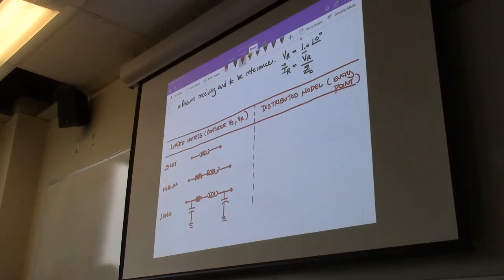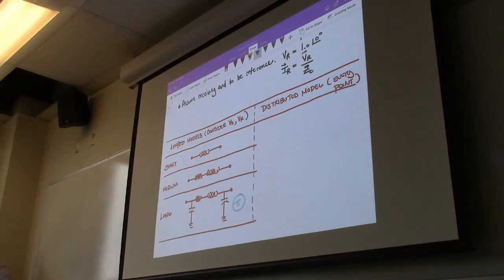So you've heard me talk about the pi line model. This is the pi line model right here. It's the more complicated, more accurate, more descriptive version of the lumped type.